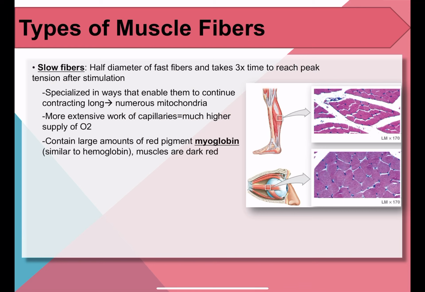And while we are on the topic of muscle metabolism, different types of muscle fibers are actually more adapted to do aerobic respiration versus anaerobic respiration. Slow fibers, for example, are specialized in ways that enable long-term aerobic respiration. They are able to continue contracting for a long time because they have lots of mitochondria around to do lots of aerobic respiration. So slow fibers are specialized for doing a lot of aerobic respiration.